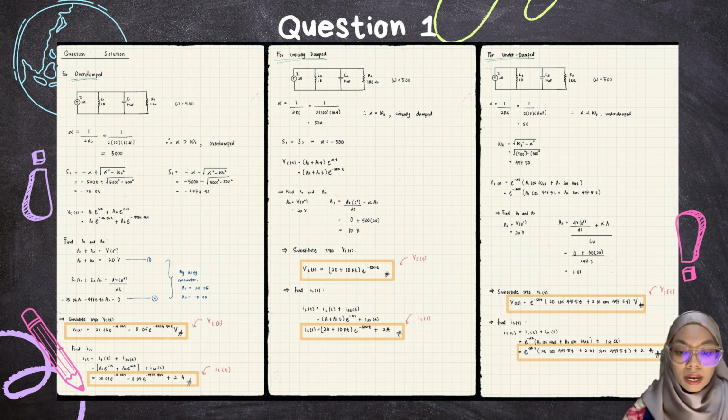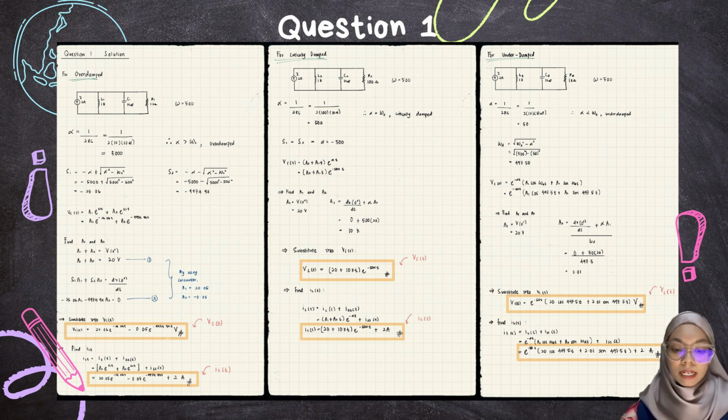As for ILT, the formula is IT plus ISST. So we only have to find the ISST, which has already been given, which is 2 ampere. And then we can substitute it into the formula for ILT equals IT plus ISST.